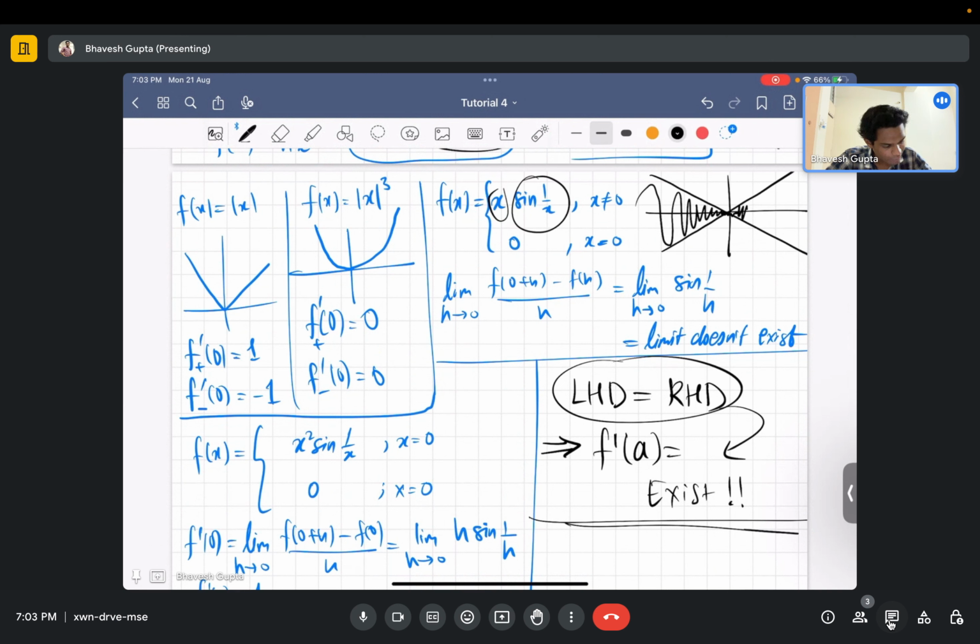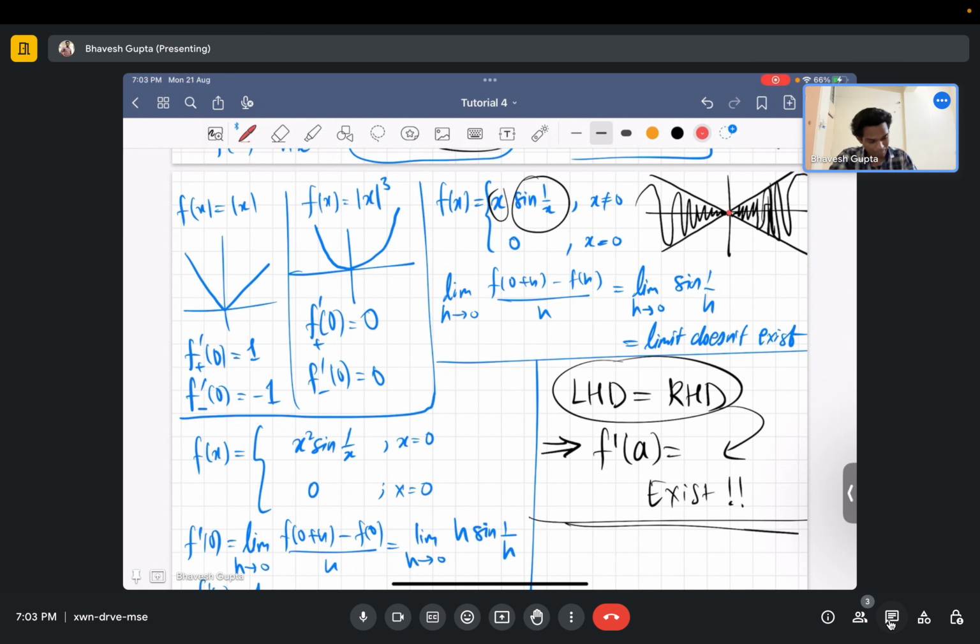tight oscillation in the center. I mean, it just opens up. For sure the limit exists, I can see from here. At the center, the limit exists. But what can I claim about my derivative? It turns out that my derivative doesn't exist.